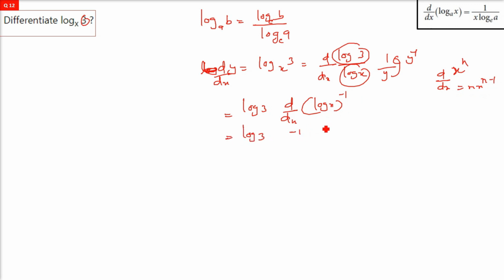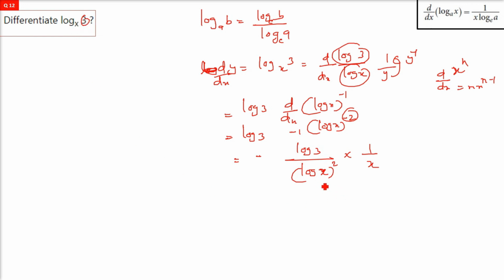-1 comes in front, log x to the power -1, that is n minus 1, -1 minus 1, that is -2. So you have a negative here, then you have a log 3 here. In the denominator, this log x, when the power -2 goes in the denominator, it will be log x whole square. Alright. Now log x is also remaining. So log x is 1 by x. So are we done? No.